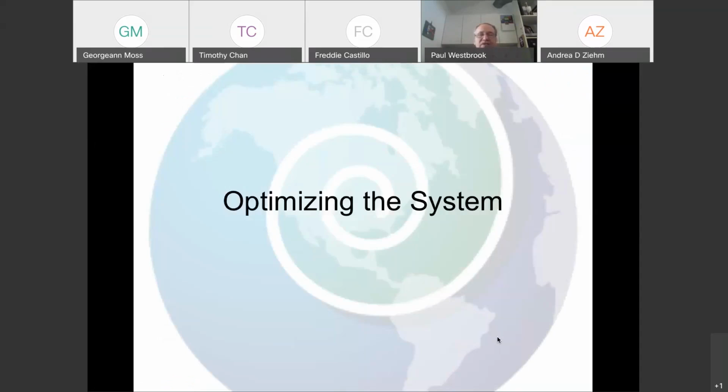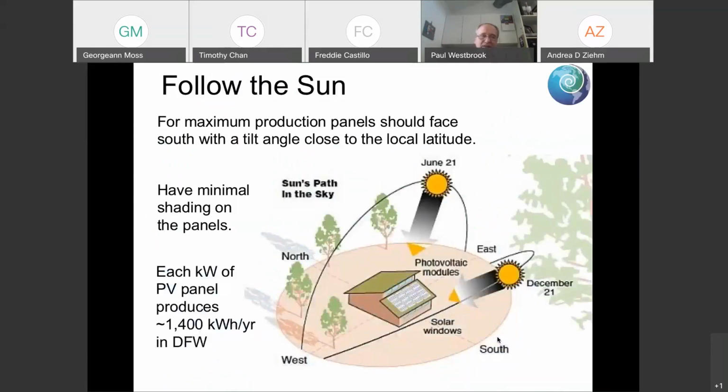So let's talk about how you optimize. You may have noticed this or not paid much attention to it, but it's pretty interesting. If you pay attention to the sun's path across the sky, it's extremely variable during the year.